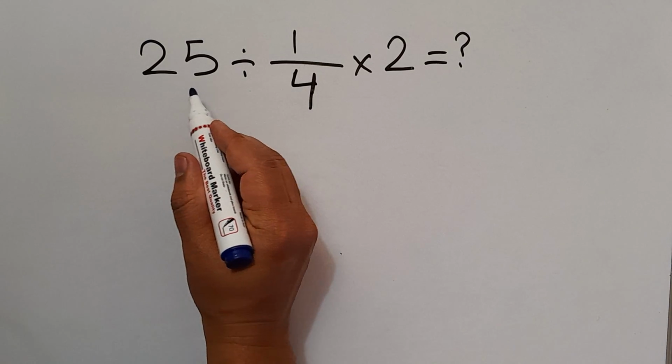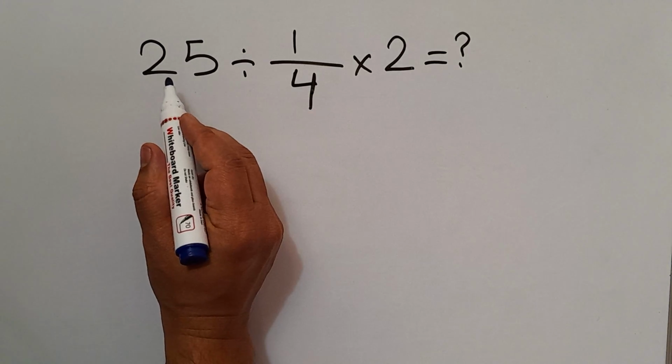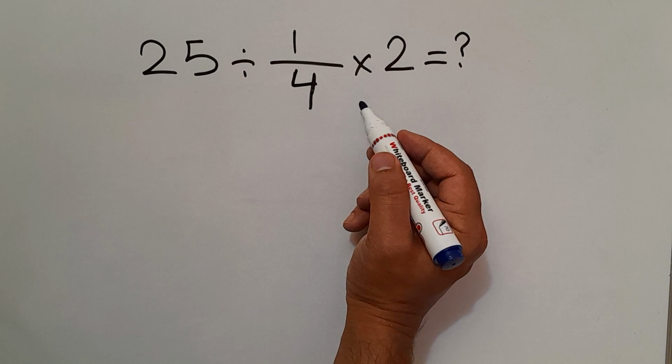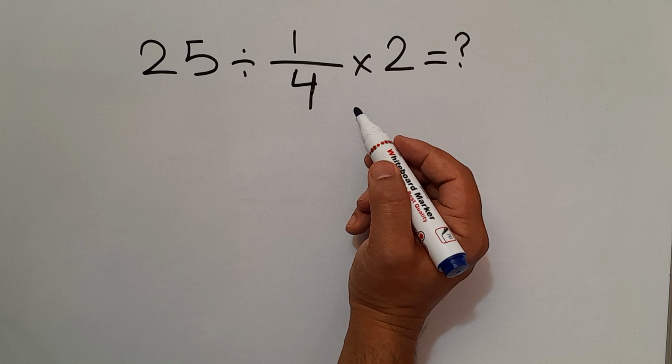In this video we want to find the value of this expression 25 divided by 1 over 4 then times 2. Are you ready to solve? Let's go ahead and get started.